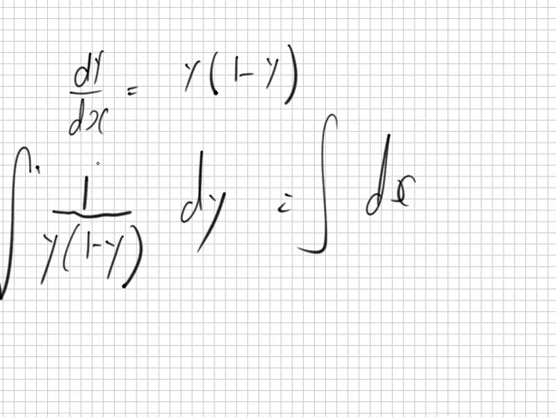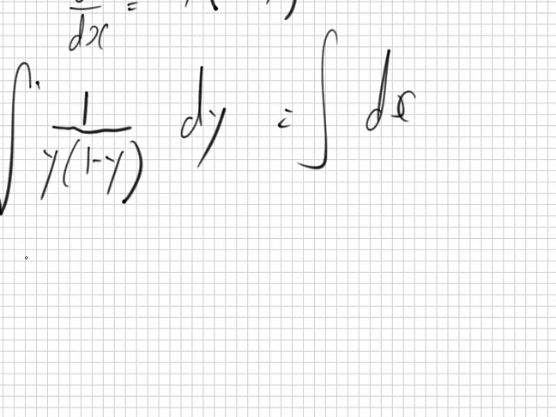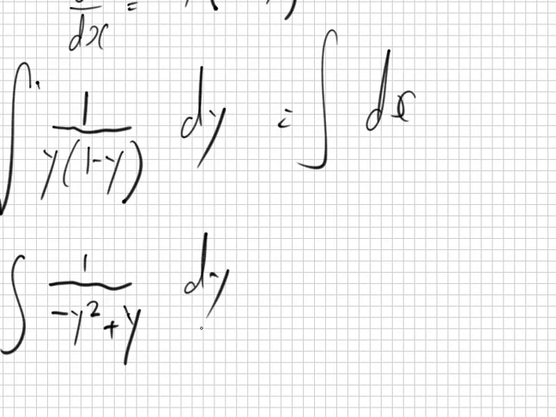How do I integrate this? What do I do? So throw Stephen a bone. Log? No, not log. Yes, it should be log y. True. If you expand, you get 1 over minus y squared plus y, dy equals dx. So now what?